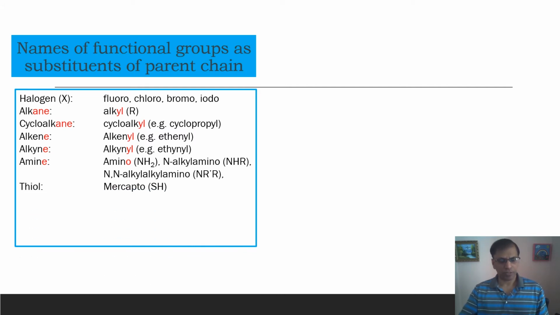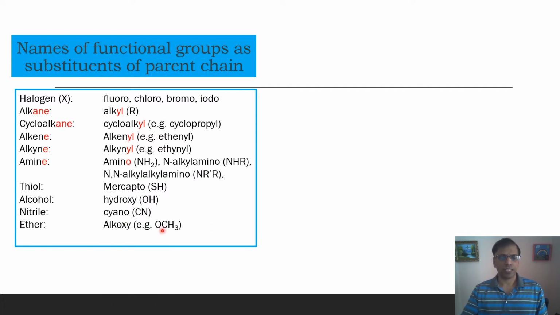And then we have thiol. If thiol is a substituent, thiol is the SH group, and it's considered to be the mercapto group. So that's how you have to name it. That's the IUPAC name of the substituent. If you have the alcohol, that's the OH group, and the alcohol is a substituent, then it's considered to be the hydroxy group. If nitrile is a substituent, then the CN group is considered to be the cyano group.